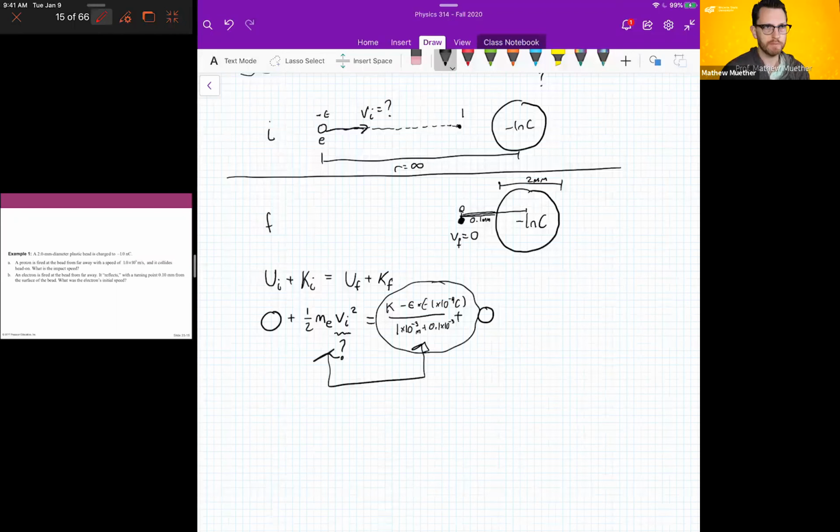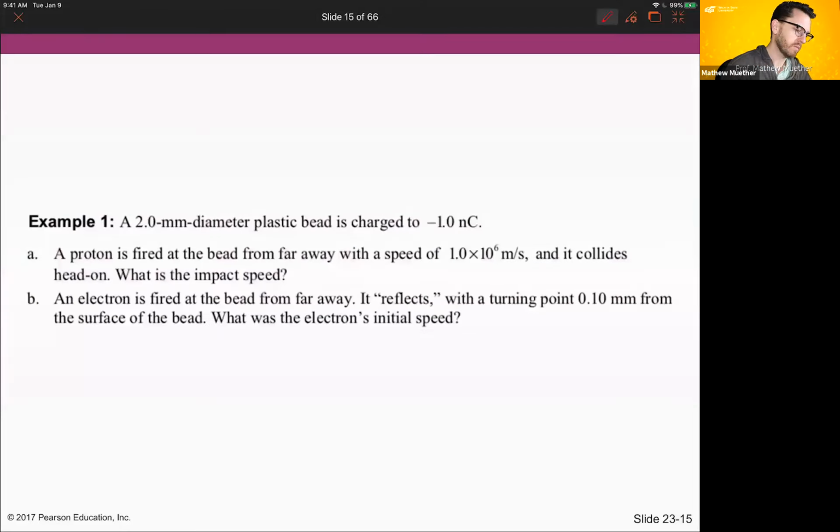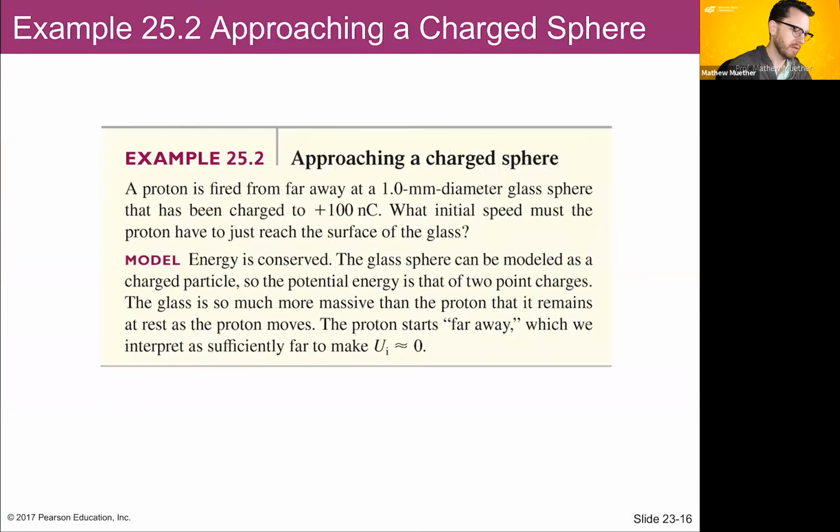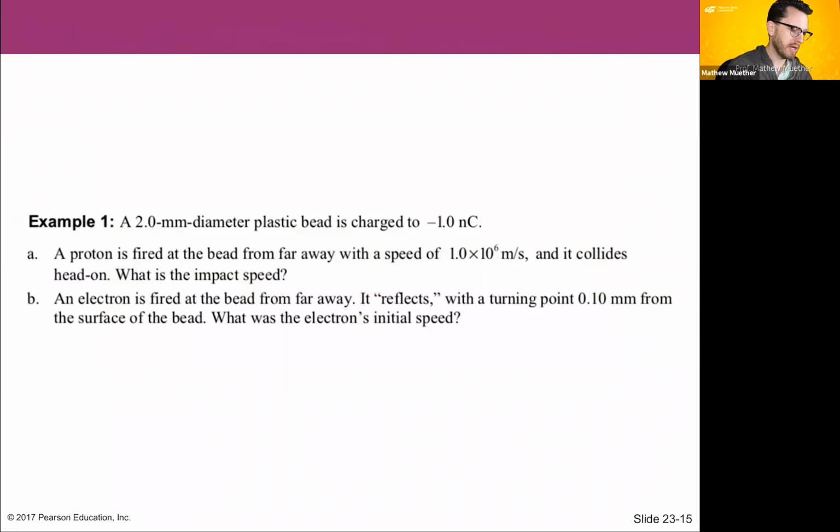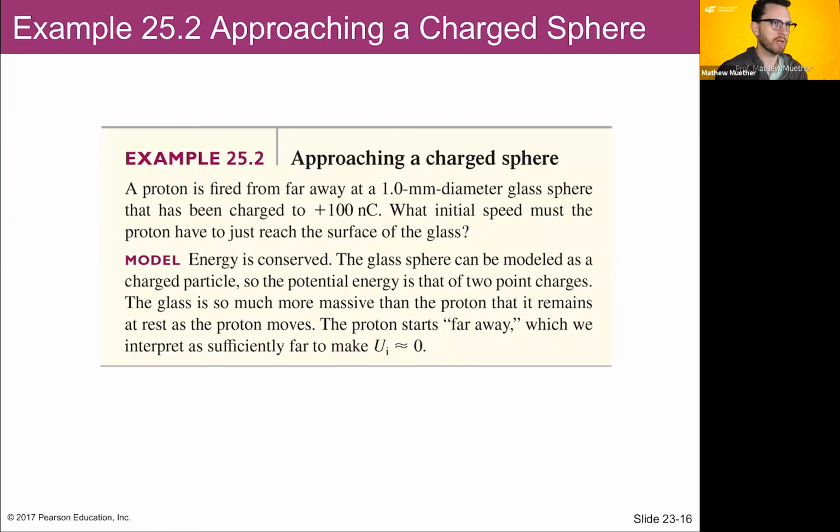Make sense? Should look very familiar to what we did with energy conservation problems in Physics 313. It's just now we have a special functional form for this potential energy between the two charged objects. Okay, good. There is an example in your book, if you would like to see this written out in some other detail that's essentially identical to that problem that we just worked through.